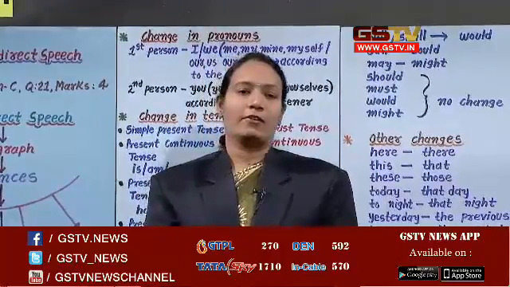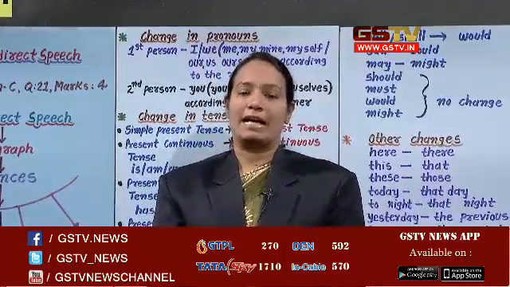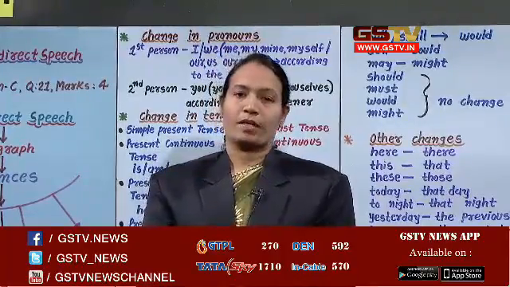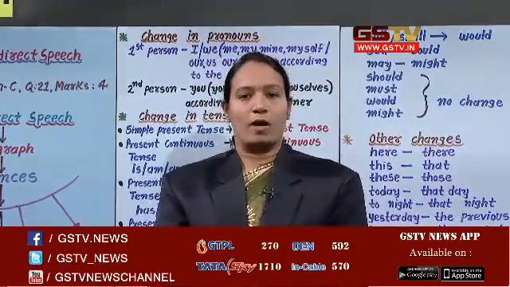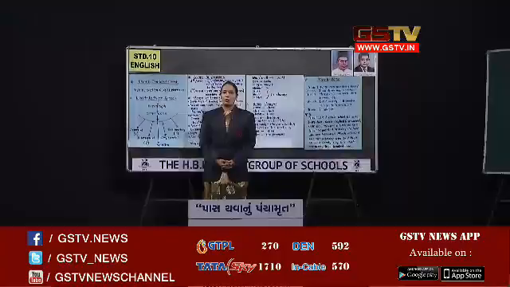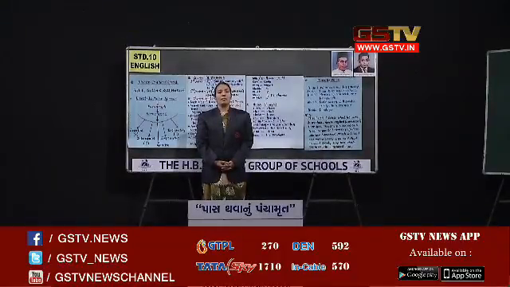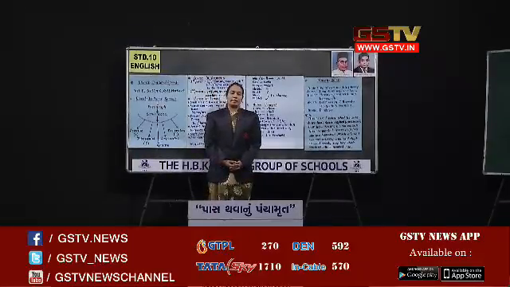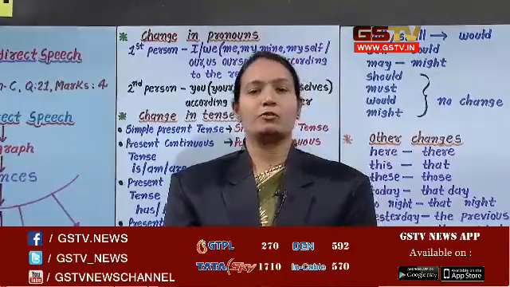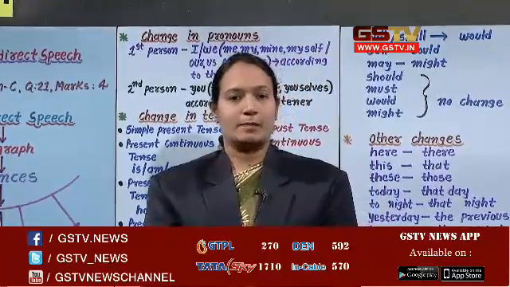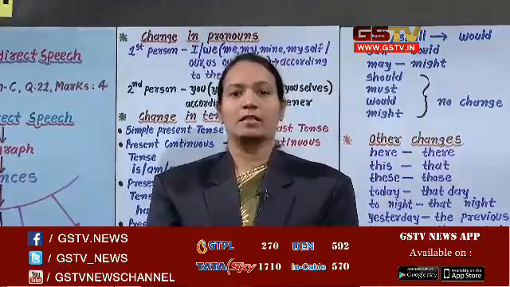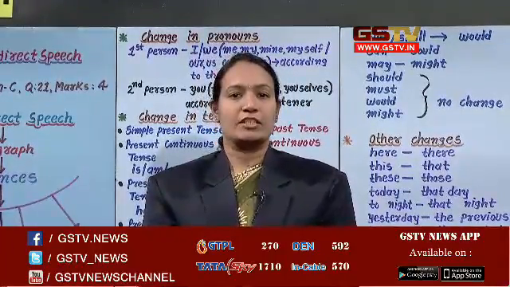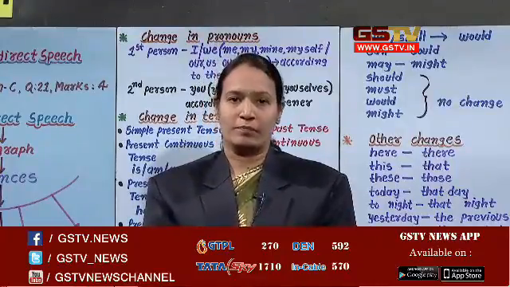Friends, today we are going to discuss direct indirect speech, or you can also call it reported speech, that is asked for 4 marks in part B. Before going to the charts, let me tell you what is direct speech and what is indirect. Direct speech means the conversation between two persons. Indirect speech means the third person indicates or represents those two persons' speech in his or her own words.